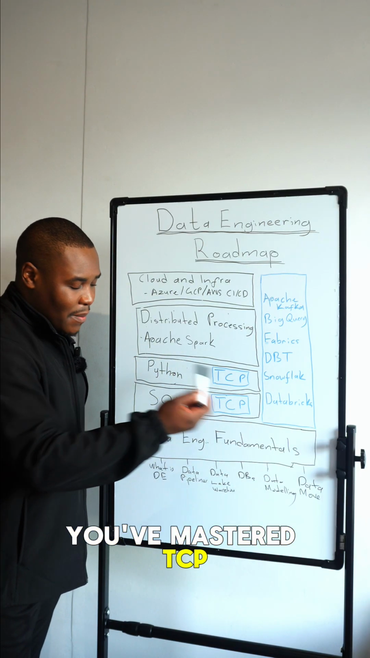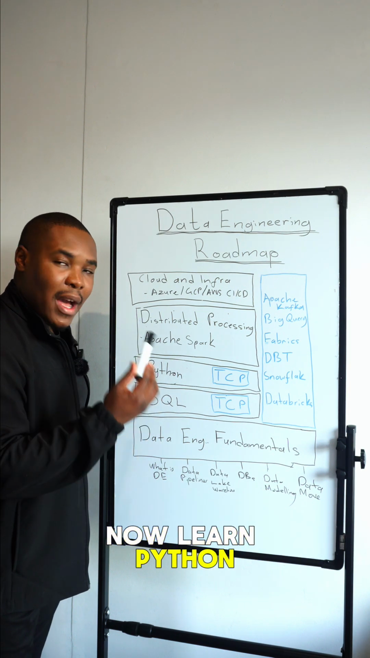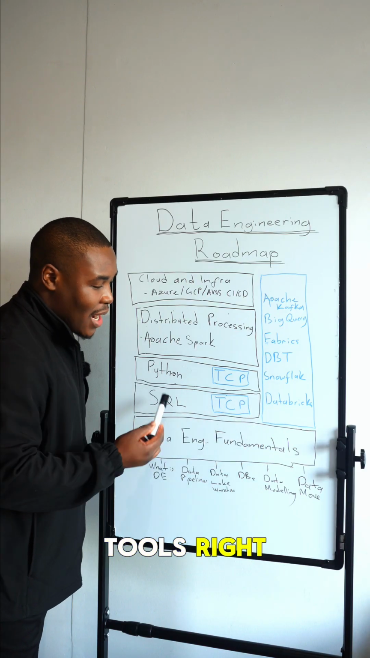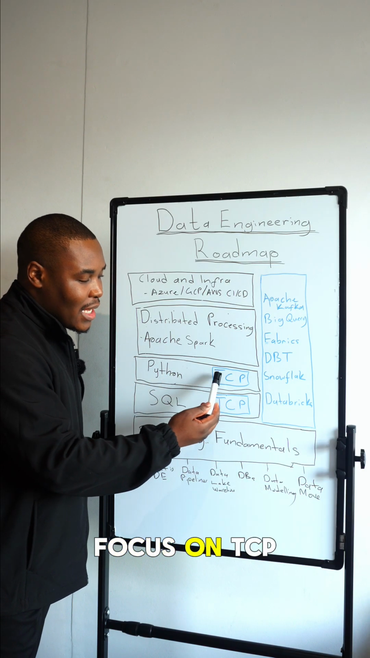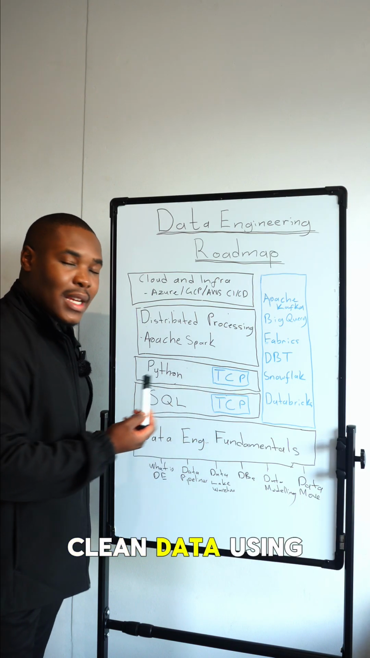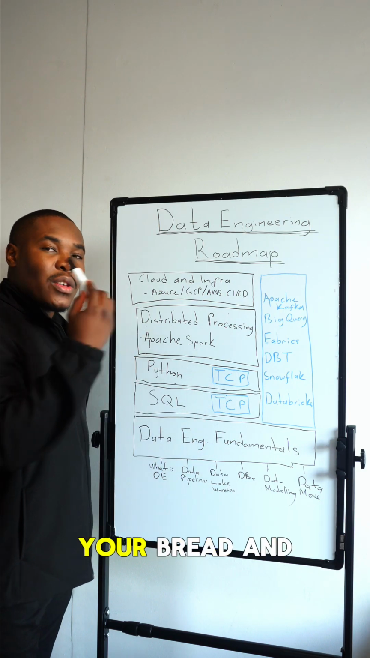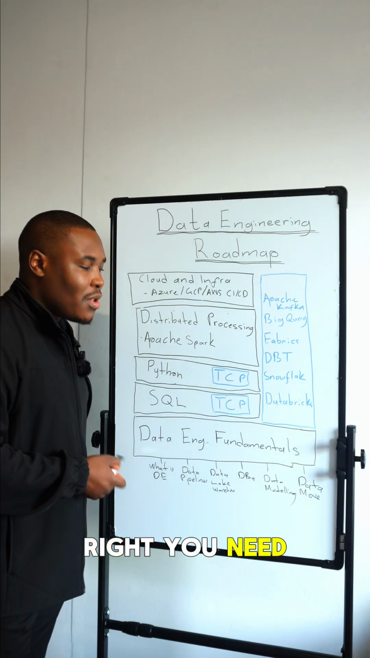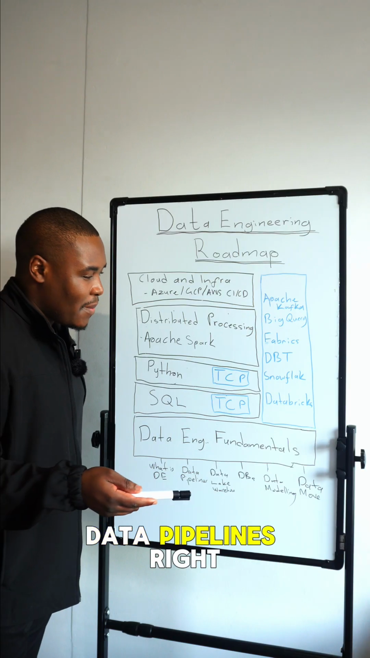Now, once you've mastered TCP on SQL, I want you to move on to Python. Learn Python fundamentals. While you're learning Python, remember, you're learning it on these tools, right? And once you feel like you've got a solid understanding, I want you to focus on TCP, right? Learn how to transform data using Python, clean data using Python, and build data pipelines using Python, because your bread and butter as a data engineer is to build data pipelines, right? You need to clean data and then move it from different systems. That's basically building data pipelines, right?